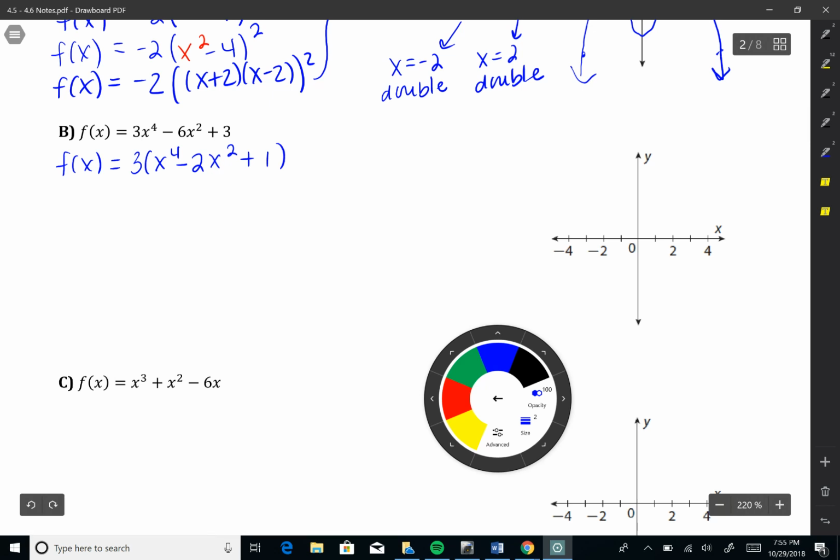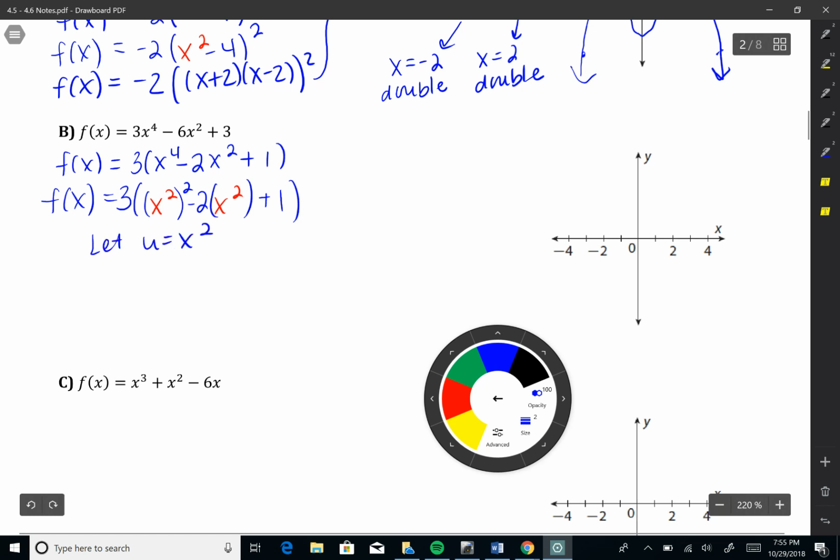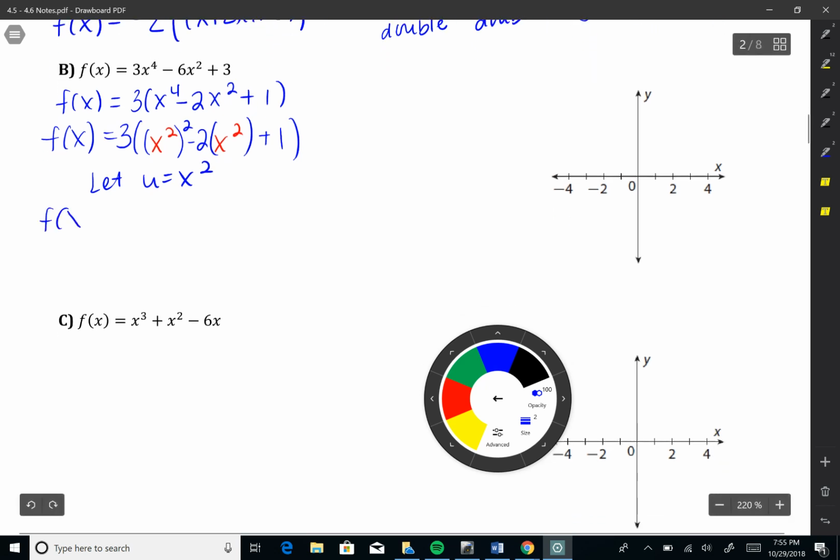Now this one is a lot like the previous one because this is x to the fourth, x squared, which means I can write this in quadratic form and use u substitution if I would like. So I can write this as 3 times x squared squared minus 2 times x squared plus 1. So I could say let u equal x squared if I would like to, and write this function as f of x equals 3 times u squared minus 2u plus 1.